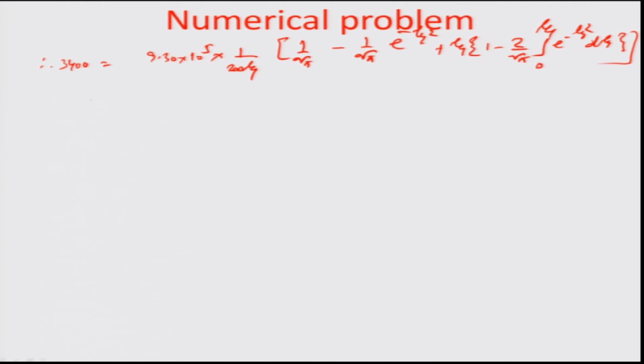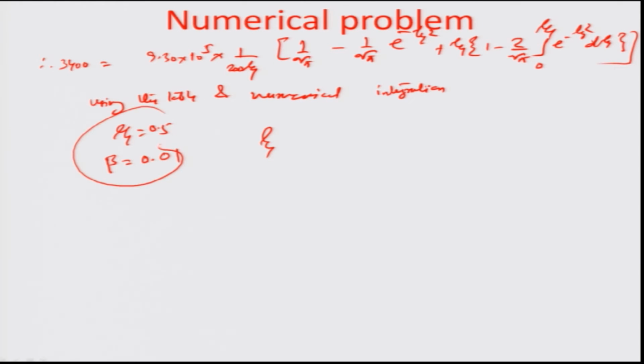We have, using the table and numerical integration, the zeta comes out to be 0.5, beta comes out to be 0.01, and if this satisfies, you put the zeta value here 0.5 and you can calculate this value. Similarly this can be obtained from the table corresponding to this particular value 0.5. You find a parity between the left side and the right side. So, this whole expression becomes equal to about near about 3400.